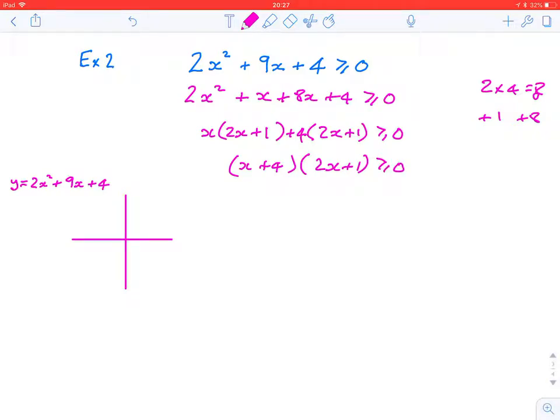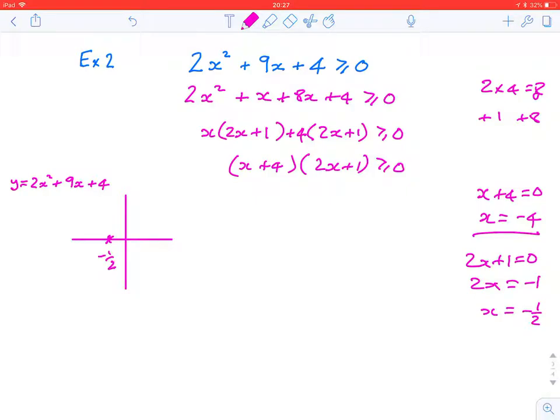Now I need to know the two critical values where the left hand side is 0. When x plus 4 equals 0, x equals minus 4. When 2x plus 1 equals 0, 2x equals minus 1, x equals minus a half. And now we sketch the graph of y equals 2x squared plus 9x plus 4. And the points where it crosses the axis are minus a half and minus 4.